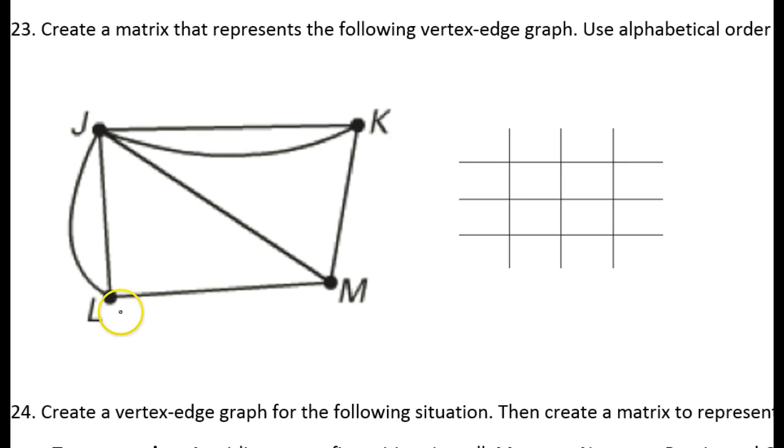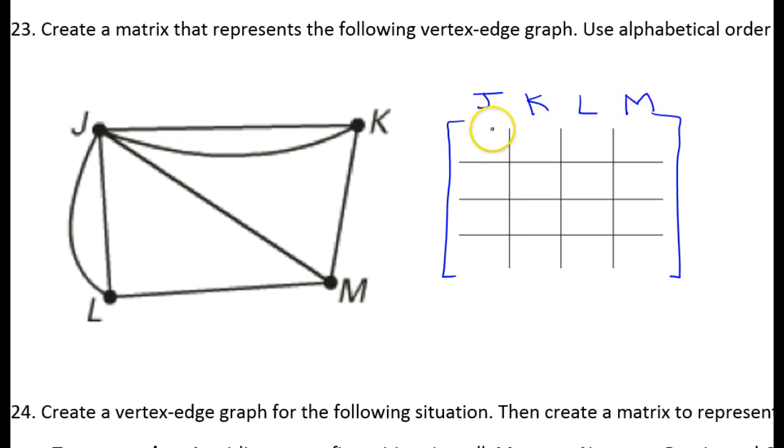So, look at the vertices that we have. We should put them in alphabetical order if we want to make a matrix. Let's have some order out of the chaos. J, K, L, M. Okay, we'll put them across the top and down the sides. J, K, L, M.